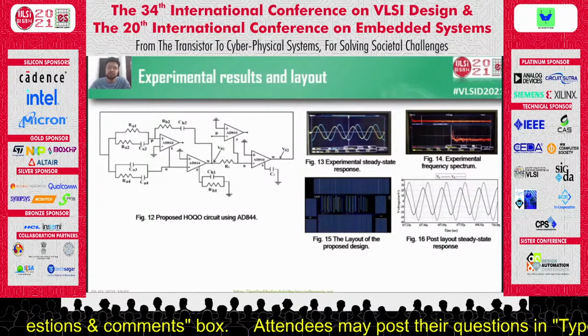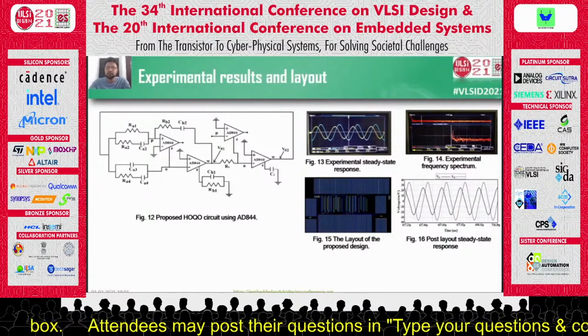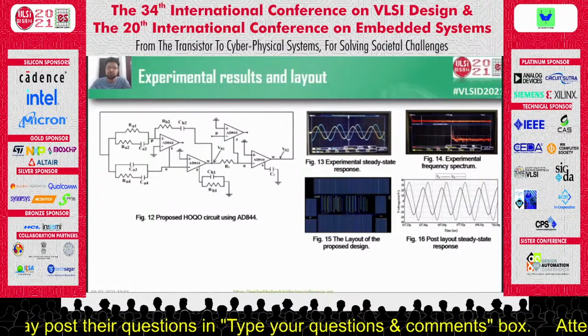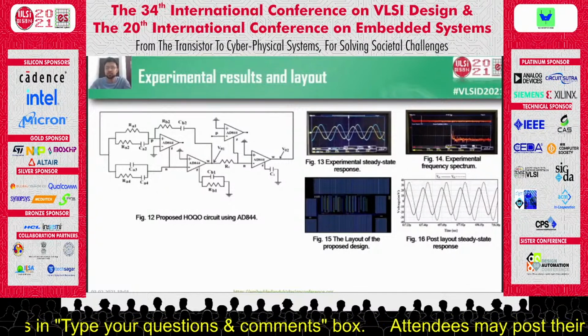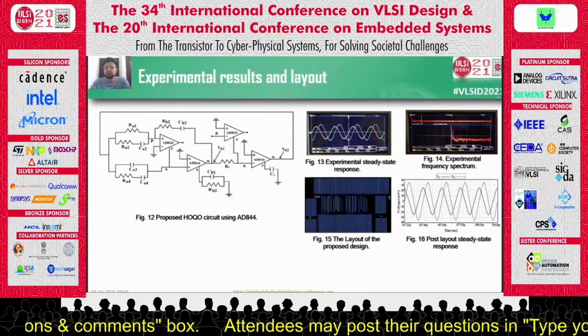The layout has been designed using the analog design environment tool of Cadence Virtuoso. The layout consumes an effective area of around 12,400 micrometers square, and figure 16 shows the post layout steady state response that verifies the theoretical and simulated hypothesis with respect to the layout.